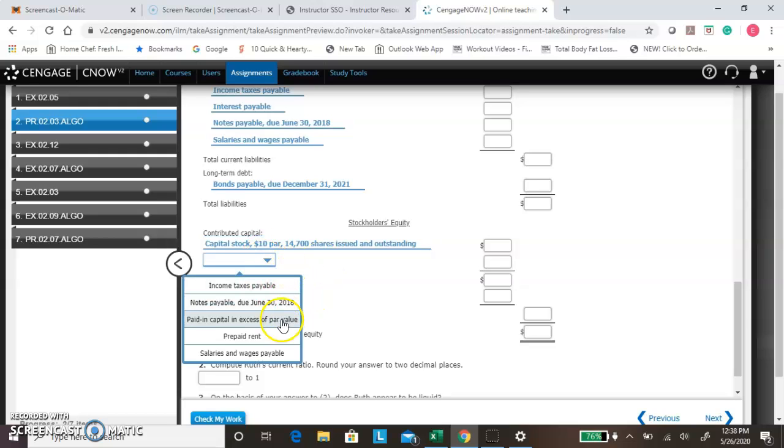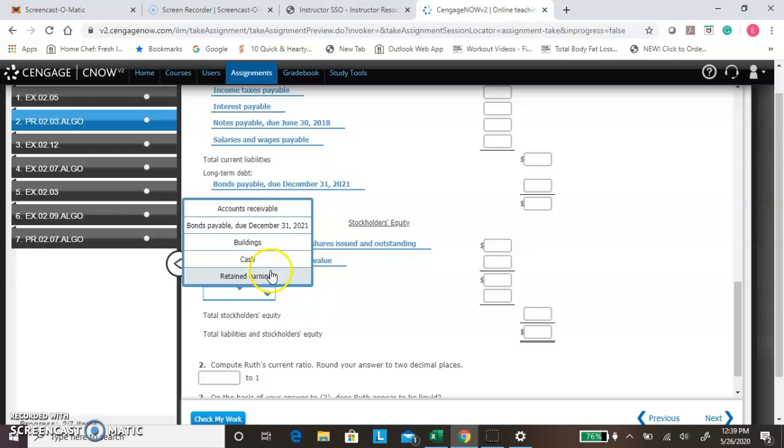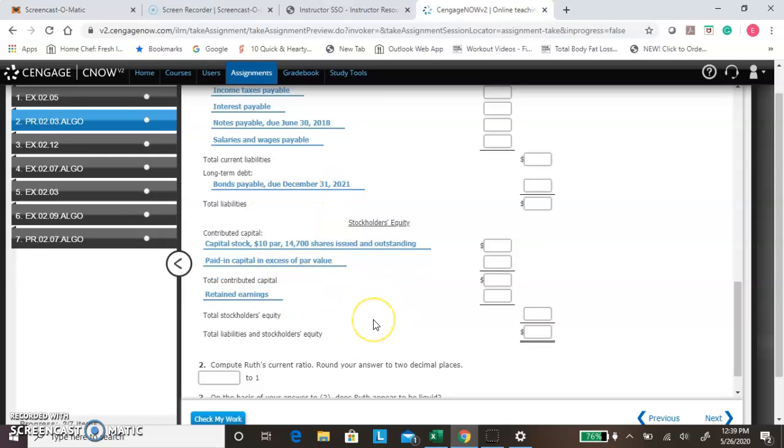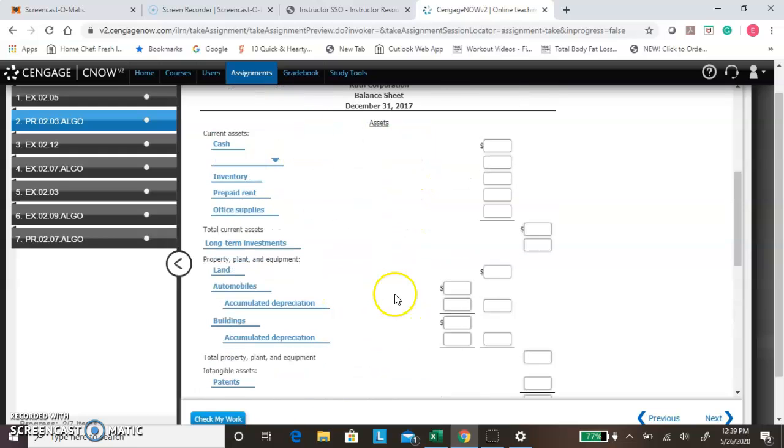The other one that we're going to talk about is paid in capital in excess of par. So what that is, let's say that you have set a par value of your stock for $1 and you sell it for $1.50. That 50 cents per share goes into paid in capital in excess of par. And then you're going to have your total, which includes your retained earnings. Okay, so this is going to be your classified balance sheet.